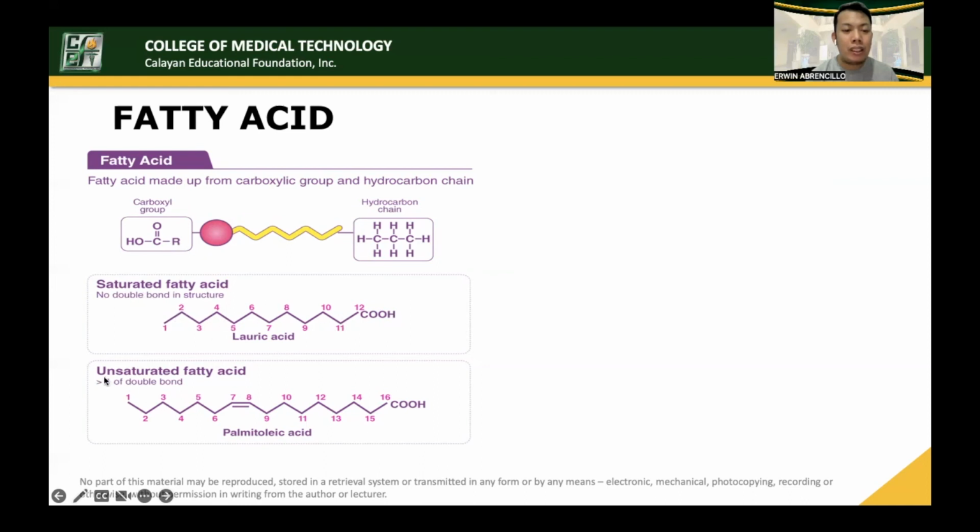On the other hand, you have here unsaturated fatty acid, in the form of palmitoleic acid. It has one double bond found on the 7th and 8th carbon. So you have here 16 carbons, including the C for the COOH.